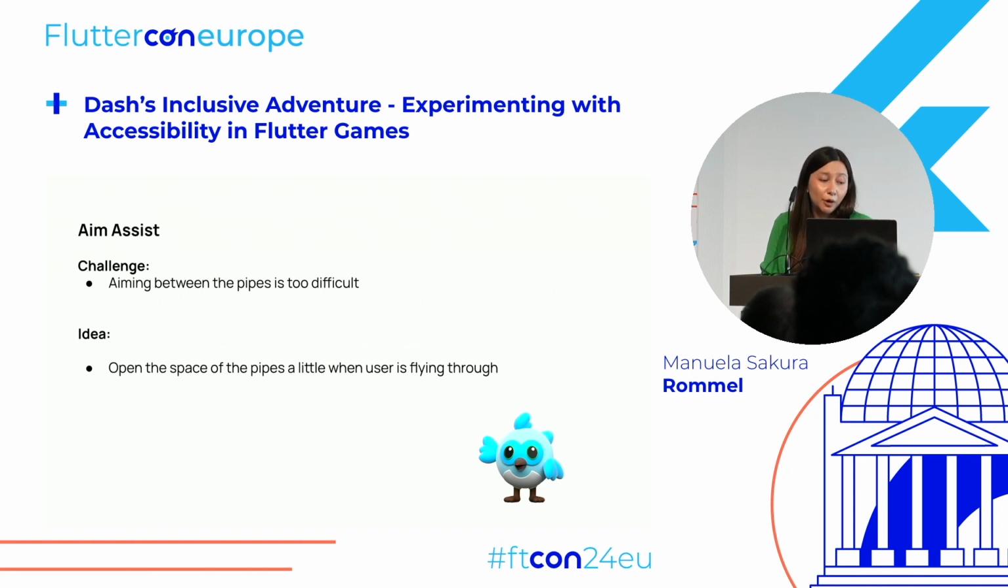So, for aim assist, the challenge is aiming between the pipes is too difficult with the dash. So we have to open the space of the pipe a little when the user is flying through it. There are also other ways of doing that. You could, for instance, change a little bit the space of the pipes, so that the pipes themselves are moving a little bit to the height of the bird, but I think that would be a little bit confusing. So I decided on opening up the pipes a little bit.